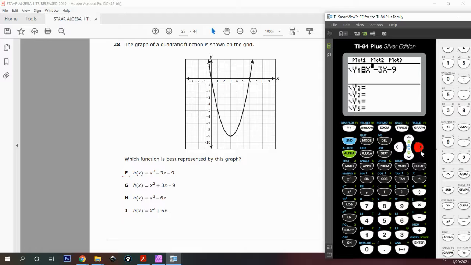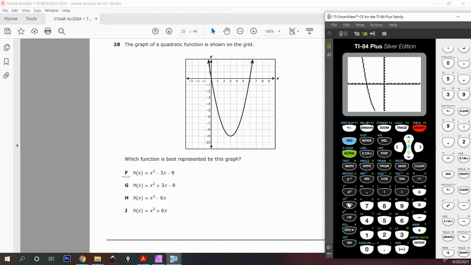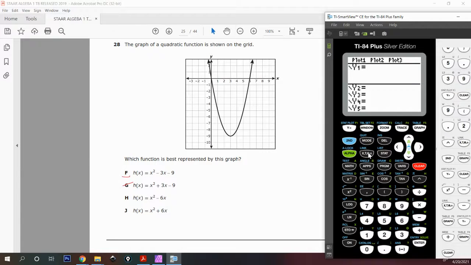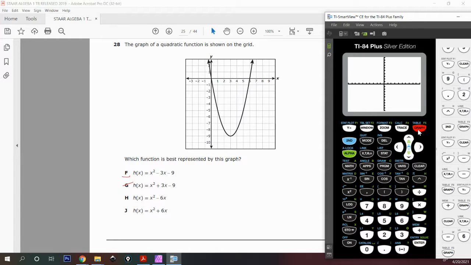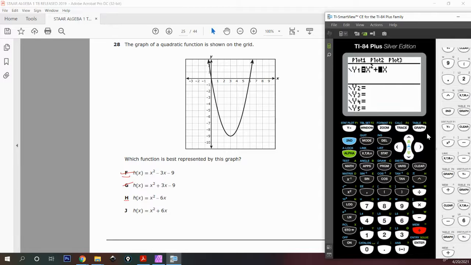All right, and then it's got plus 3x. Graph. Now I went left, so that's wrong. And then we're going to do x squared minus 6x. Ooh, yeah, that one looks good. So, you know what? Not that one. This one looks a lot better. All right, let's try one more. We're going to do plus 6x. We hit graph. Nope. All right, so that one's out. It says got to be H.